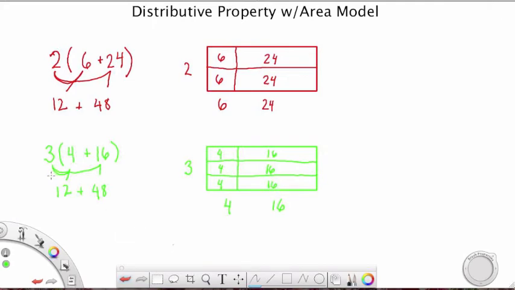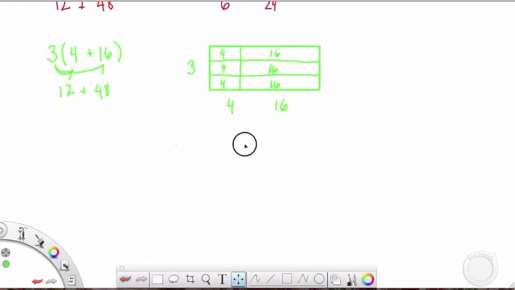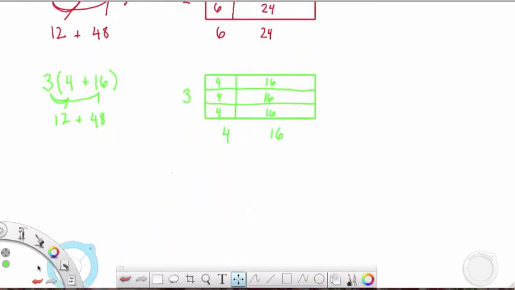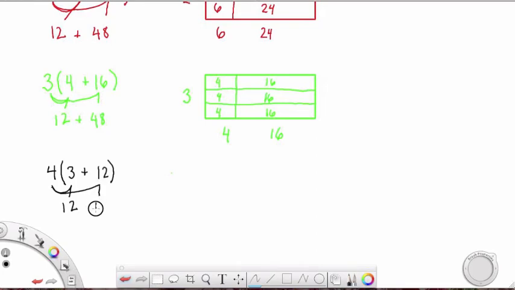And when I look at this, I see that I can do even more. Let's slide this up a little bit, make some room. I'm not done. Let's try. Let me get rid of that. Okay. When I look at 12 and 48, I can also factor a 4 out. It would be 4 times 3 and 4 times 12. 4 times 3 is 12. 4 times 12 is my 48 again.